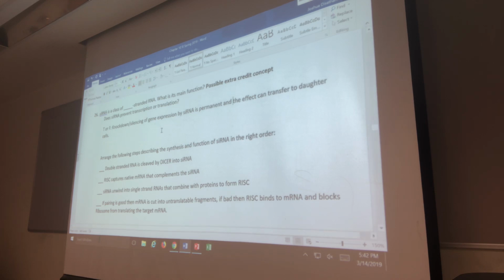Does siRNA prevent transcription or translation? Translation, because when does siRNA actually work, and we'll review it again in a second, siRNA only acts by binding to mRNA, meaning transcription has already happened. It can't do anything to transcription because it has already happened, yes?